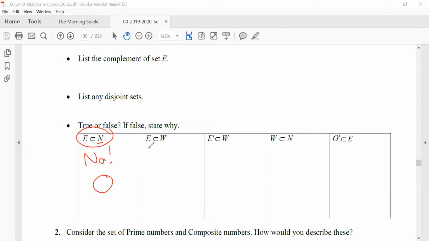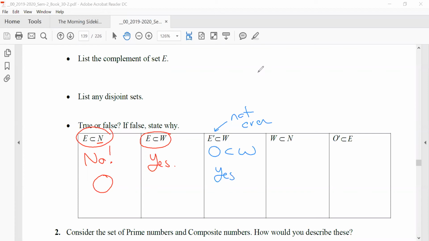Okay, are even numbers from 0 to 10 a subset of the whole numbers? Yes. All the evens are also whole numbers. Okay, this one here again, E prime says not even. Well, if I'm not even, I'm odd. So this is the same thing as saying, are the odd numbers a subset of the whole numbers? Absolutely. All odd numbers are whole numbers.